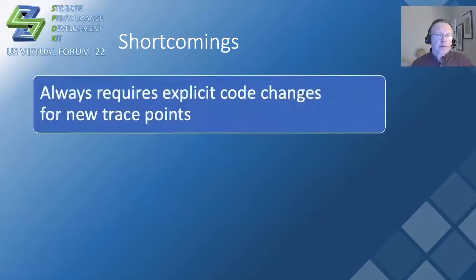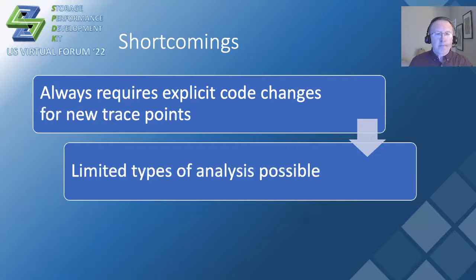Okay, so shortcomings. One is, you always have to make explicit code changes if you want to add new trace points. We have quite a few in the code already. If you ever want to do more, you need to add them in, which in some cases can be a little bit problematic or cumbersome. We do have relatively limited types of analysis possible. I showed the ones that were there currently, but it's primarily capturing time delta. So we have events and we can say this event happened X number of microseconds after this other event. But the types of analysis are mostly limited to that.